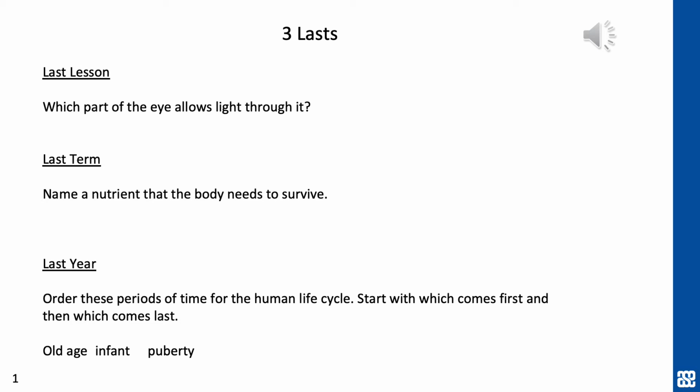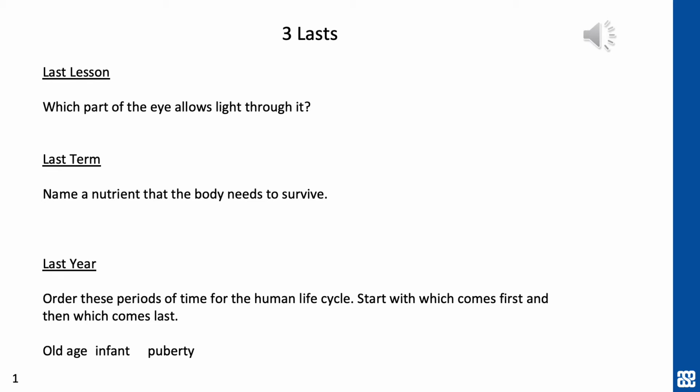So as we have done for the previous 2 weeks, I would like you to complete the 3 lasts. I will read them to you and you are going to write your answers down. So, last lesson, which part of the eye allows light through it? Last term, name a nutrient that the body needs to survive. And last year, order these periods of time for the human life cycle.